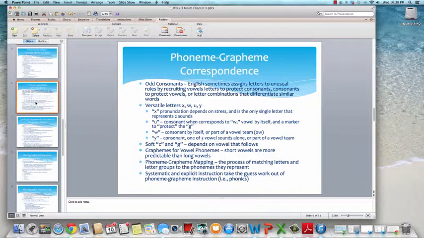Then we need systematic and explicit instruction to take the guesswork out of phoneme-grapheme instruction, which is, in other words, phonics. Children need phonics instruction. They need that system in place to teach them explicitly what all of this means.